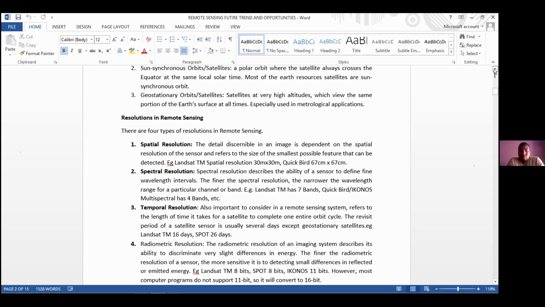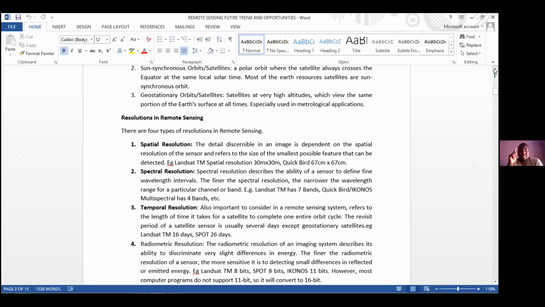Then the third type of resolution we have is temporal resolution. Temporal resolution refers to the length of time a satellite takes to complete one orbit or one cycle. In the normal understanding of orbit, for instance, the Earth takes 24 hours to make one orbit, right? So even these satellites also orbit around the Earth. Every satellite has its own temporal resolution.